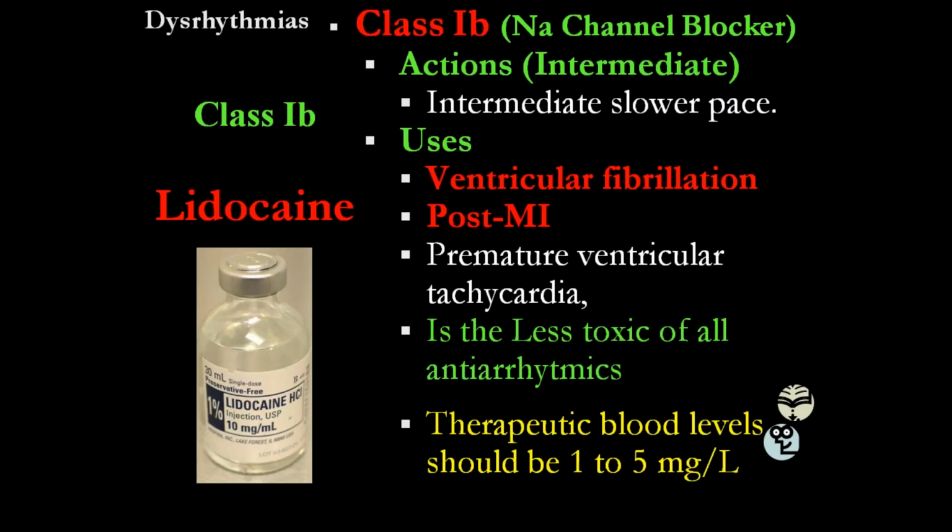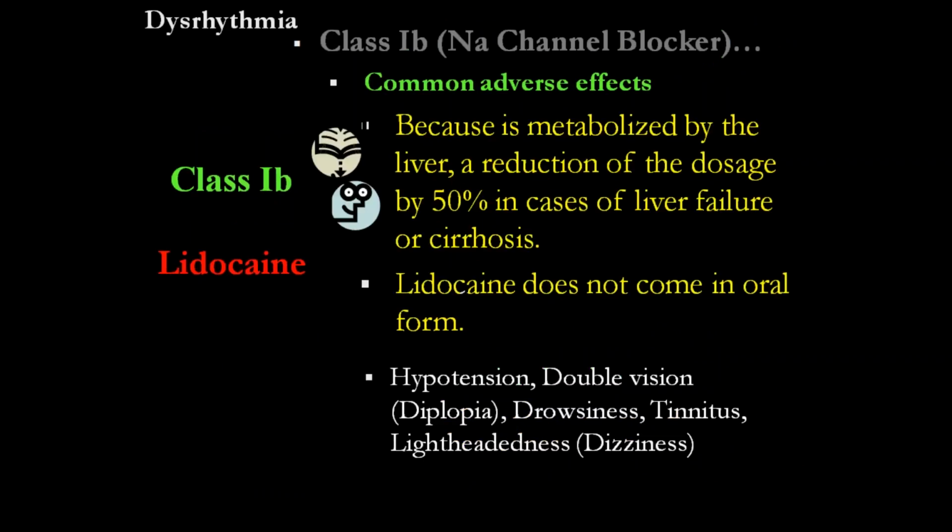Now, one thing that we need to remember is that lidocaine is very common to use, and it is used post MI, post myocardial infarction, because it increases the survival of the patients, and this is the least toxic of all the antiarrhythmics. Lidocaine is the least toxic of all the antiarrhythmics. The therapeutic level is 1 to 5 milligrams per liter. So you always need to assess the levels of lidocaine by lab test.